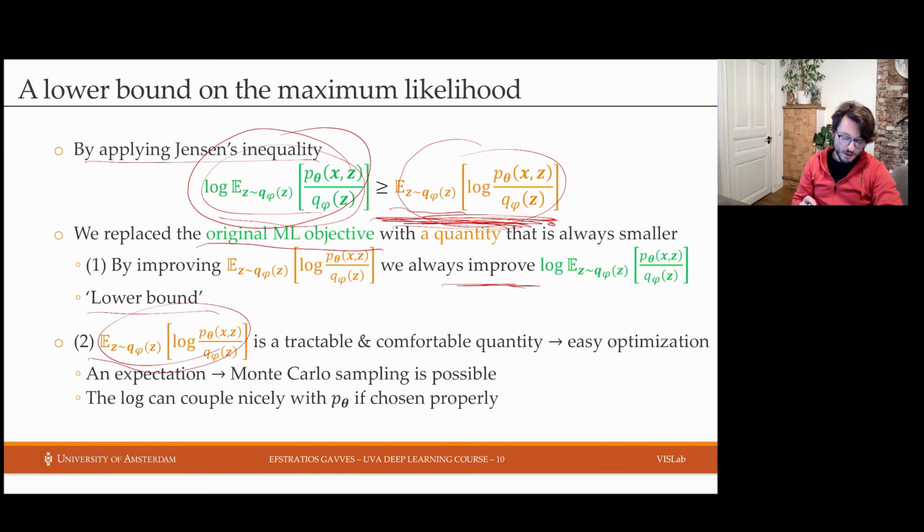Now this term here is a tractable and comfortable quantity, so a much easier optimization for us. It is an expectation like before, so we take the expectation over a logarithm, and since this is an expectation, we can easily apply Monte Carlo sampling. And since we've got the logarithm, we can couple it well with, for instance, exponential functions, and then remove nasty nonlinearities that might make things more complicated than they should be.